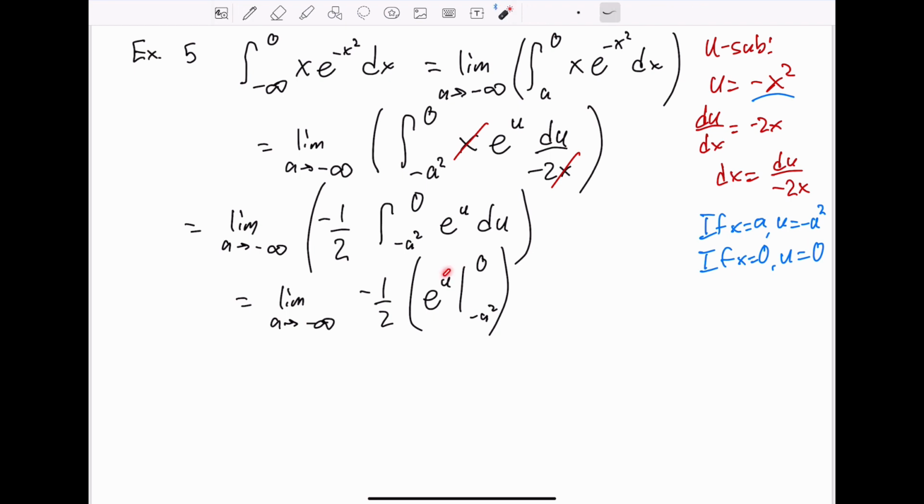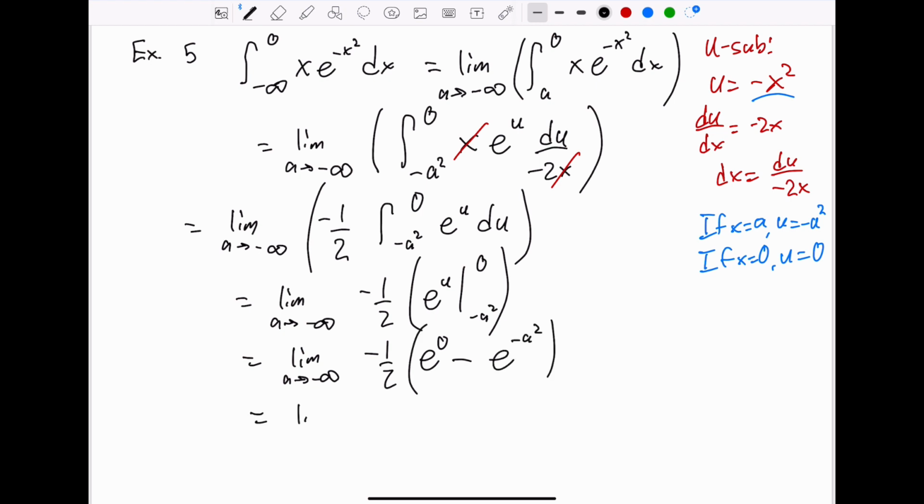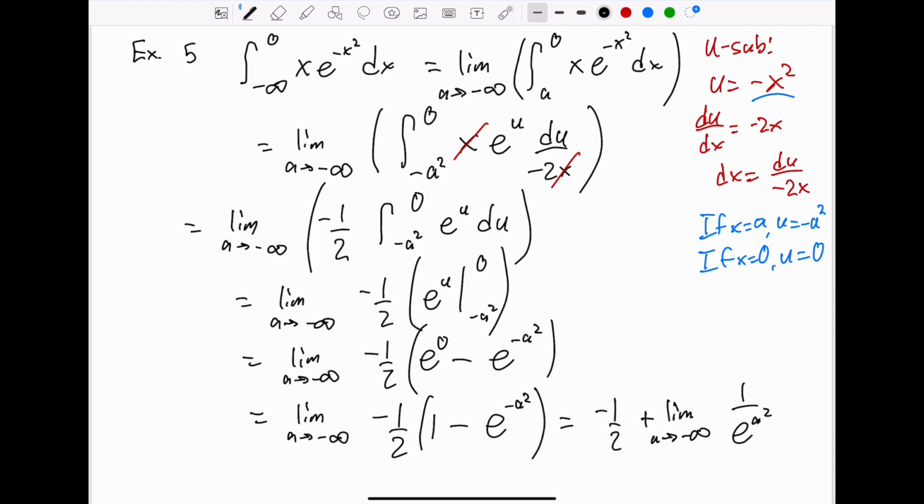We do not convert back in terms of x. Because I am using a definite integral, I leave everything in terms of the new variable. So now plug in the 0, plug in the negative a squared. I have the limit as a approaches negative infinity of negative 1/2 times e to the 0 minus e to the negative a squared. e to the 0 is simply 1, and then I still have e to the negative a squared. Now I don't like this negative exponent here, so I'm going to rewrite this as 1 divided by e to the a squared. I'm also going to take out the negative 1/2 times 1 in front of the limit, and I have negative 1/2. Negative times negative here would be positive, so plus the limit as a goes to negative infinity of 1 divided by e to the positive a squared.